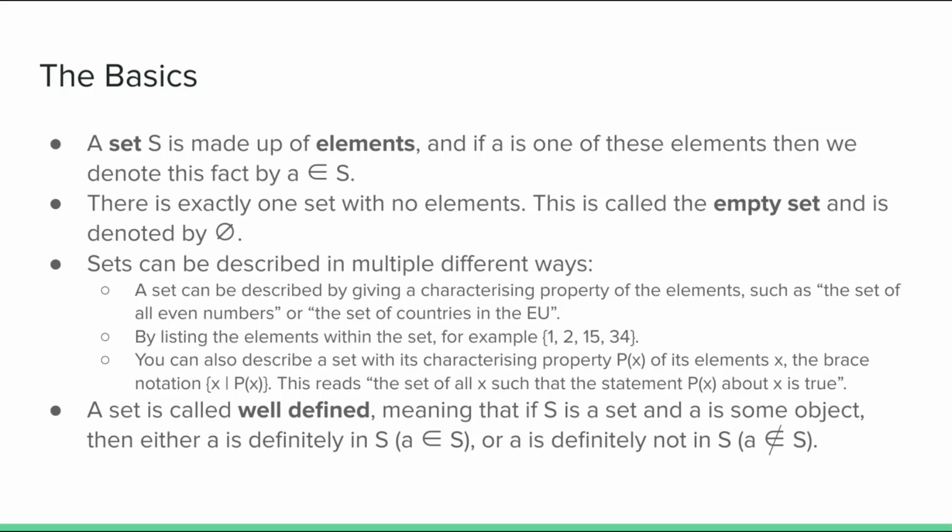Another thing you might encounter is a well-defined set. A set is called well-defined if we have a set S and some object A, and we know that A is definitely in S, or definitely not in S. If we're a bit unsure, then it's not well-defined. If A is definitely not in S, we have this symbol here, and if it is, then we have this symbol here.